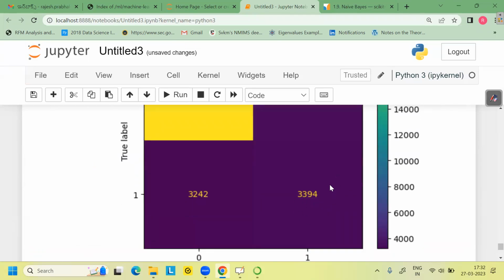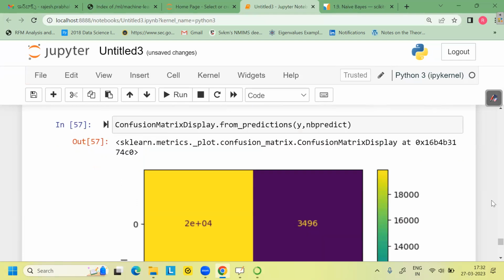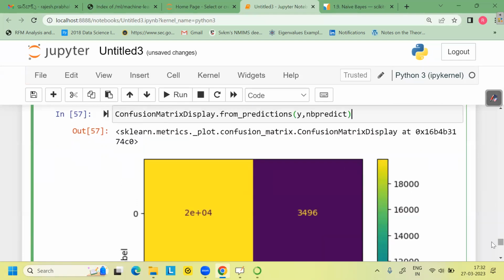In logistic regression, this 0 was there. This prediction was 0. Whereas here, we got a better prediction. The dot score function will give you accuracy: true positive plus true negative divided by all put together, TP plus FP plus FN plus TN.